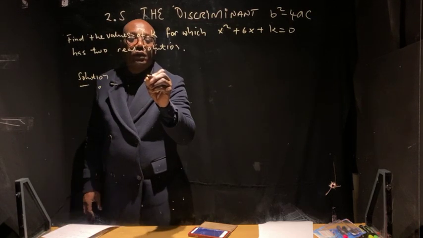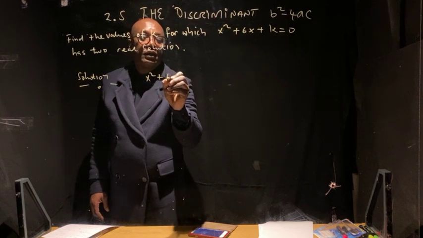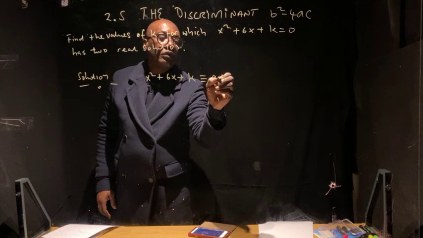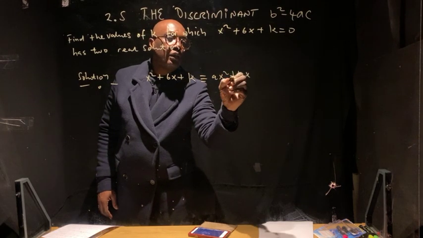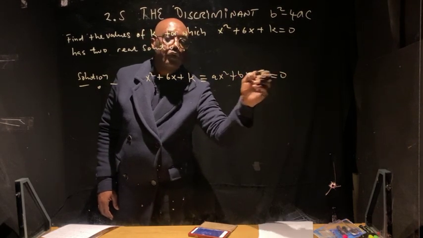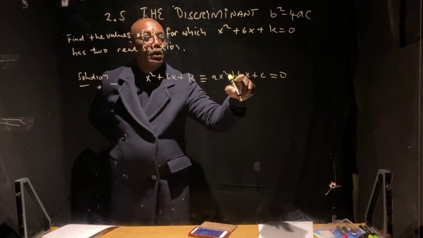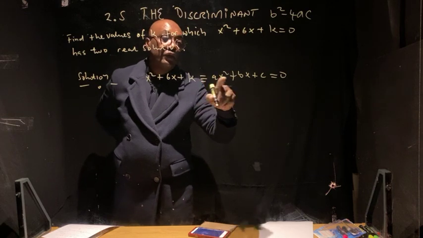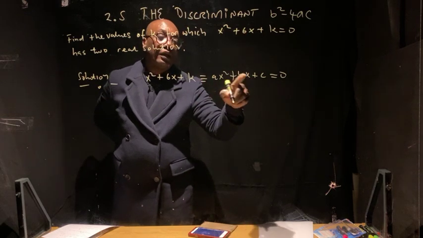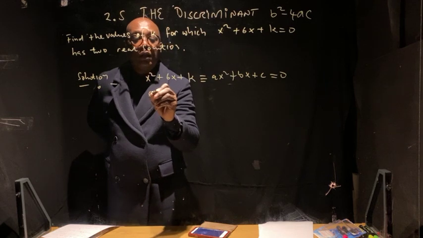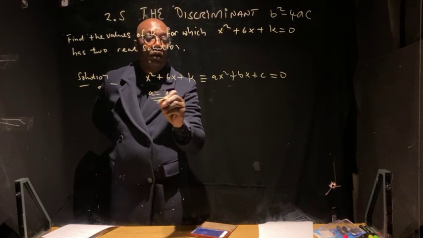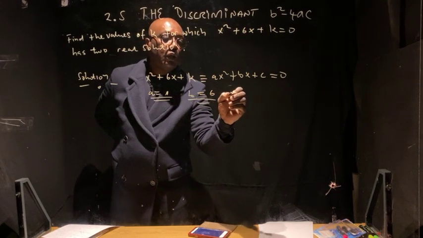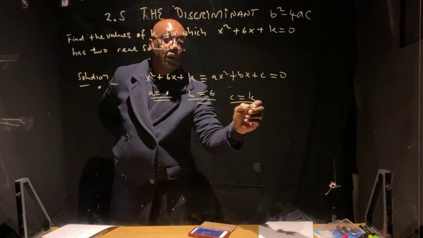The given quadratic equation is x squared plus 6x plus k, identical to ax squared plus bx plus c equals 0. Comparing coefficients of x squared, the coefficient of x and the constant, we can see that a equals 1, b equals 6, and c equals k. Good.